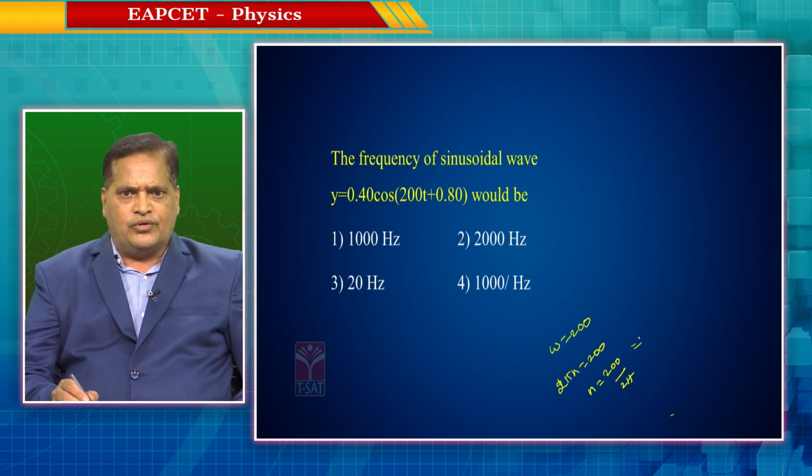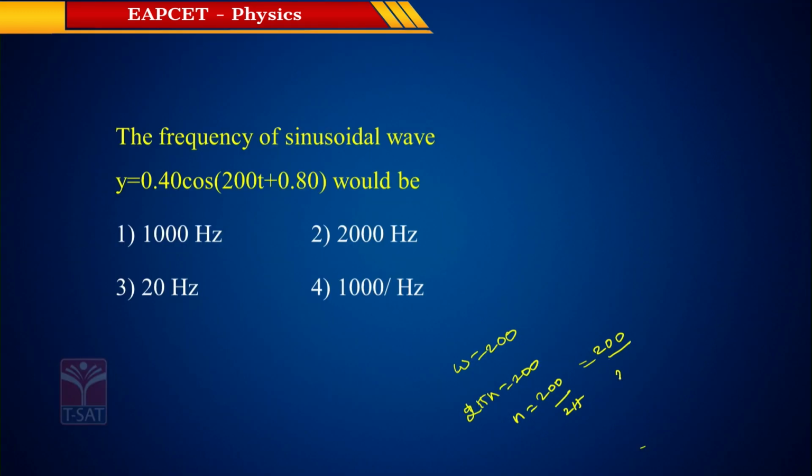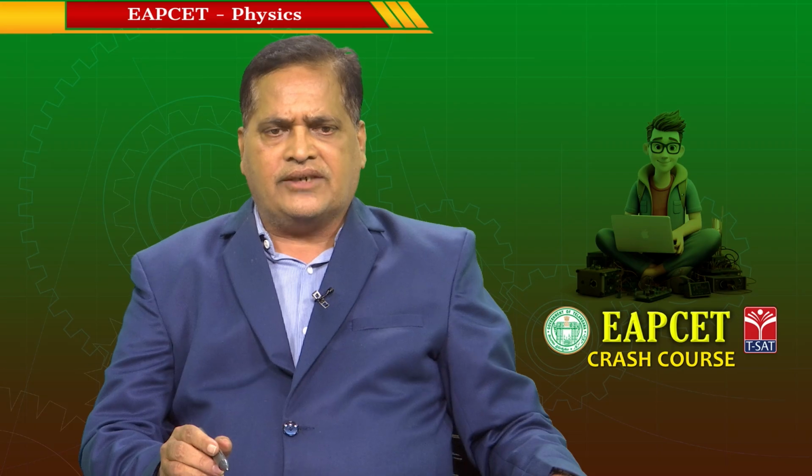If you want to substitute, 200 by 2 pi, with pi equal to 22 by 7, that is 200 into 7 by 44. Okay, that's it. Okay, next question.